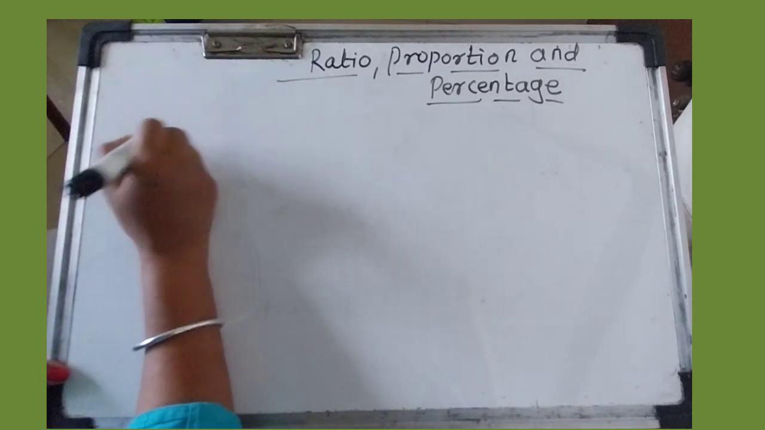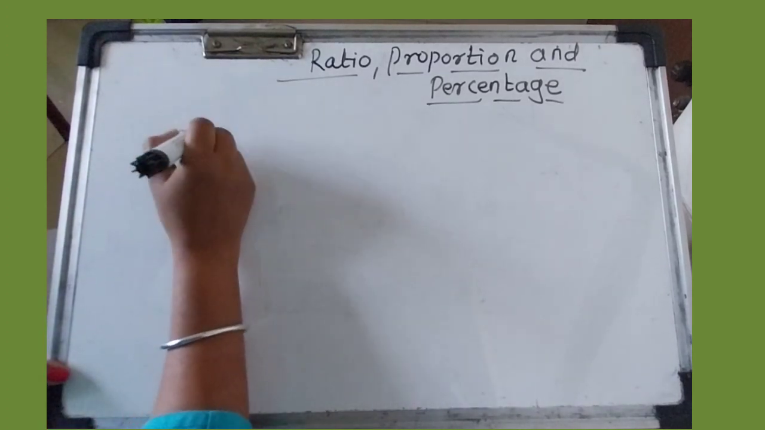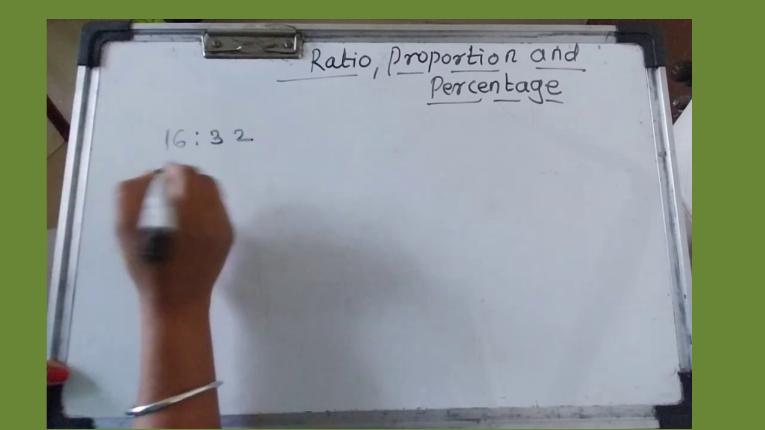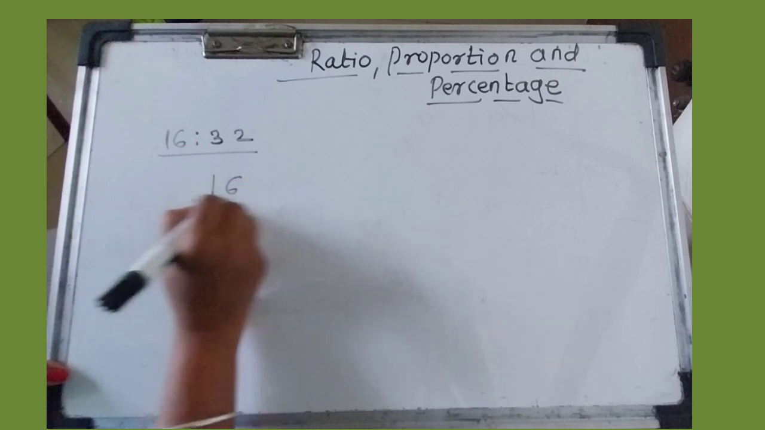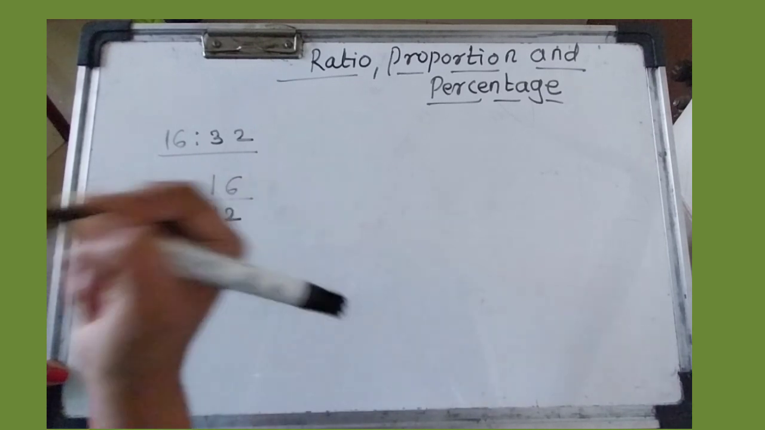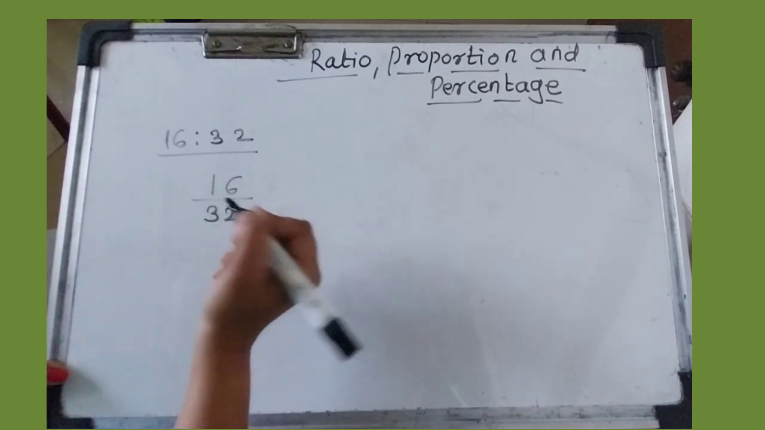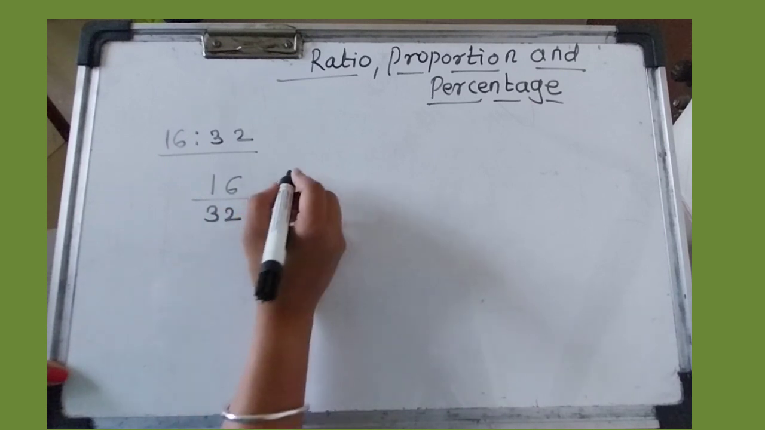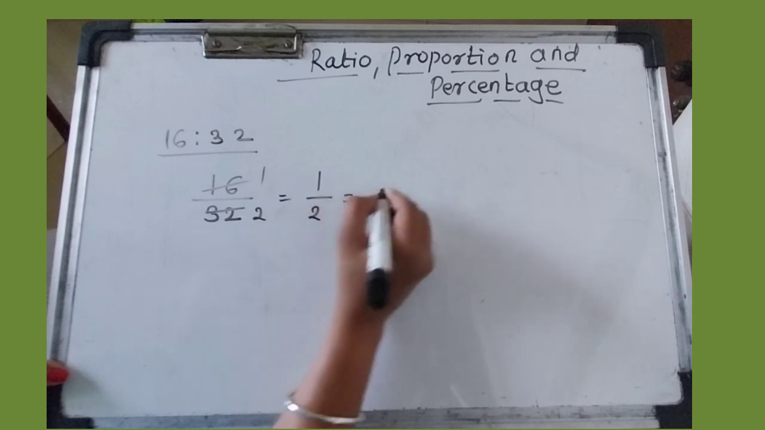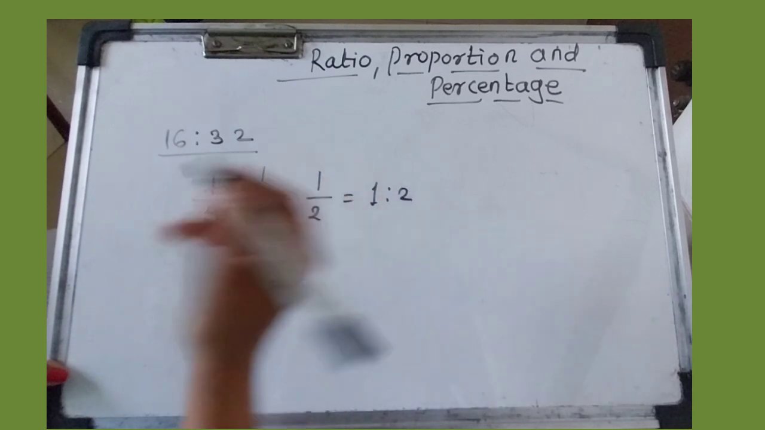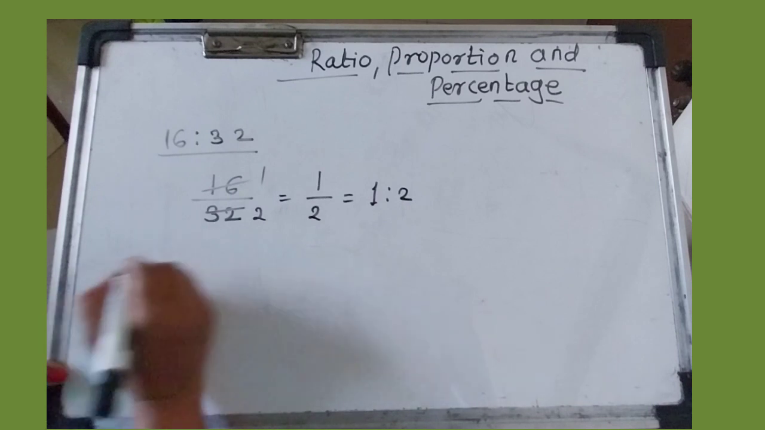Okay, we will take the example 16 is to 32. This expressed in ratio form. Okay, 16 by 32. So what is 16 by 32? It is 1, 2. So 1 by 2. I write 1:2. See, very simple it is.